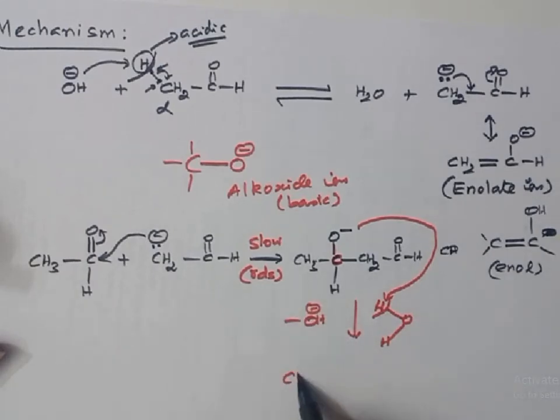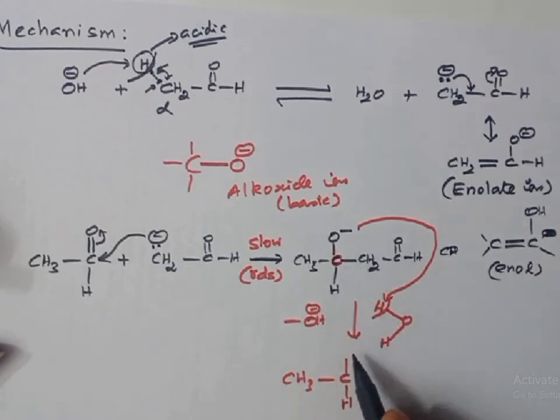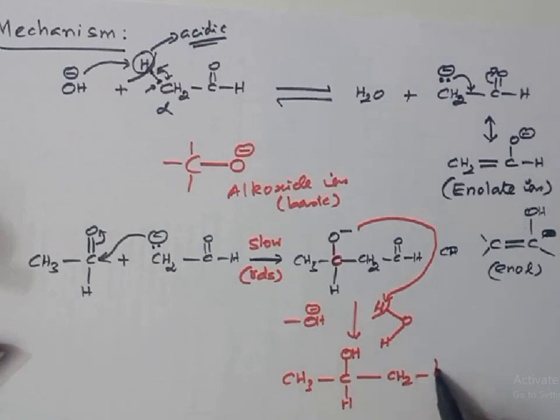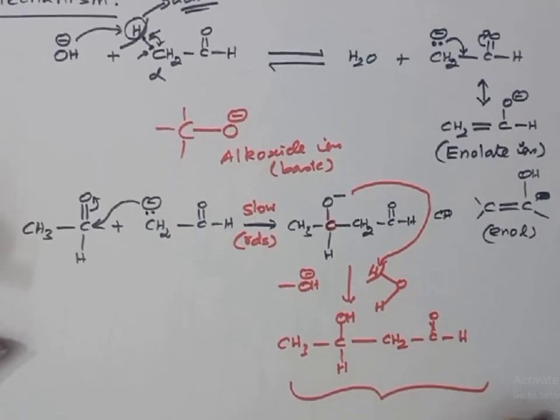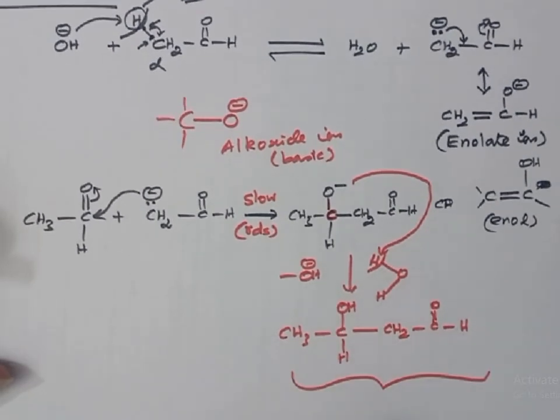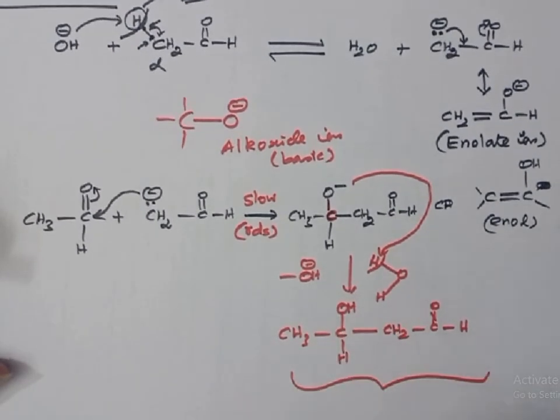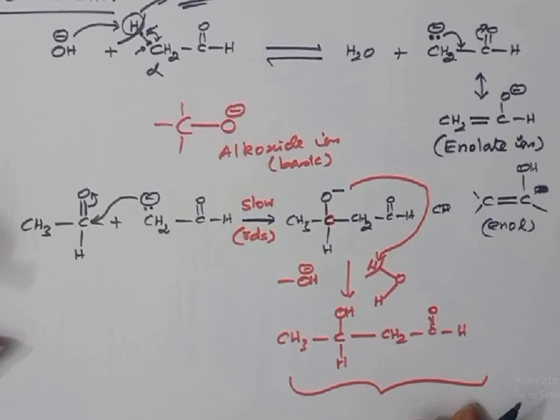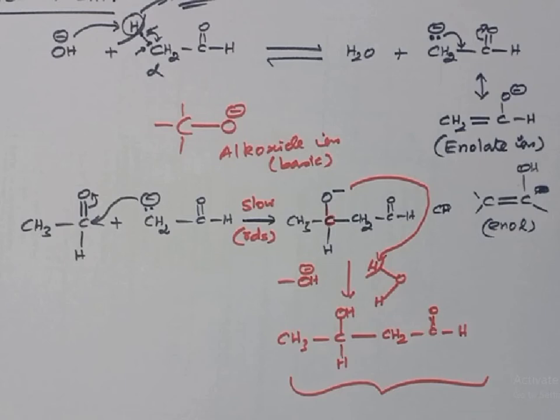And what do we get? We get this product, CH3, CH, and now this O minus becomes an OH bond, CH2, C double bond OH. You'll get this product, and this is called beta hydroxyaldehyde, also called Aldol. Take down, this is the mechanism of the reaction. And remember the rate determining step. This step is the rate determining step here.